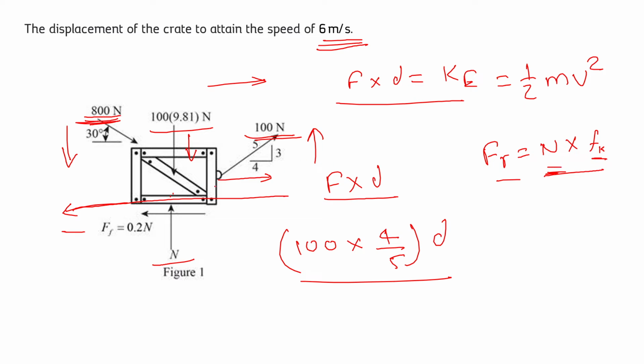Now let's try to understand why the work done by the friction force would be negative. As we know, the friction force opposes the direction of motion. So we can say that the friction force is acting in the opposite direction of the motion. So the displacement would have a minus sign. From here we can say that the work done by the friction force would be negative.